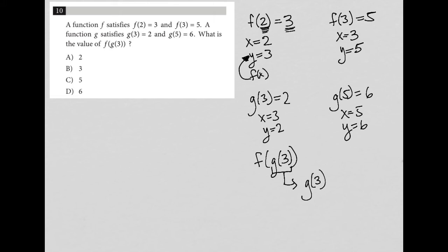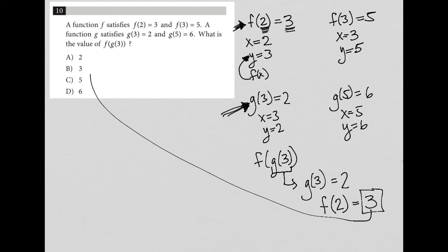Well, I know this. I know that g of 3 is equal to 2, which means if g of 3 is equal to 2, then f of g of 3 actually becomes f of 2, right? Because 2 replaced the g of 3. Now, what do I know about f of 2? Well, I know that f of 2 is equal to 3, right? So now this is equal to 3, and therefore my final answer is choice B. So we took this semi-complicated looking question, and because we broke it down step by step, we were able to find the correct answer.